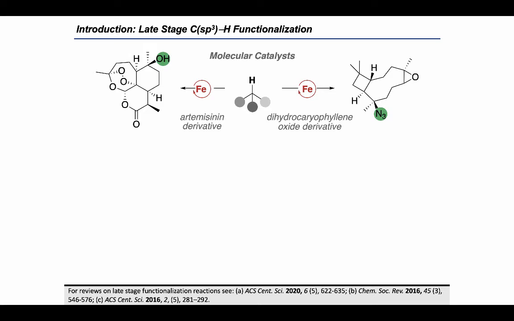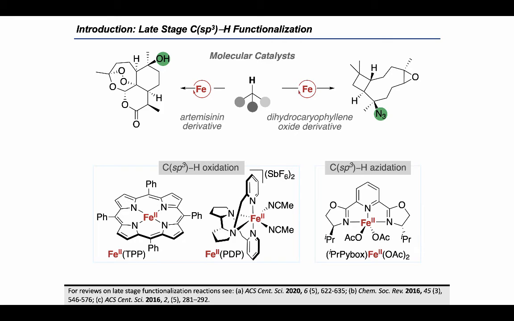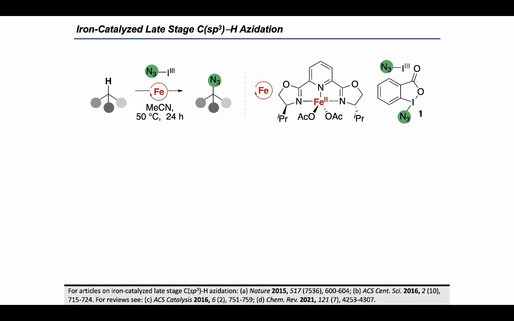Aiming to mimic this reactivity, molecular catalysts containing iron have also been developed, where biological oxidation reactions are within reach, or abiological azidation reactions. Scaffolds for iron-containing oxidation catalysts include metal porphyrin complexes or amine and amidate ligands, while pybox ligands have been demonstrated to be effective ligands for abiological azidation reactions. Of these iron-catalyzed azidation reactions, the Hartwig lab developed conditions using an iron-2 source and pybox ligand, along with azidoiodinane, to effect late-stage azidation of C-sp3H bonds.